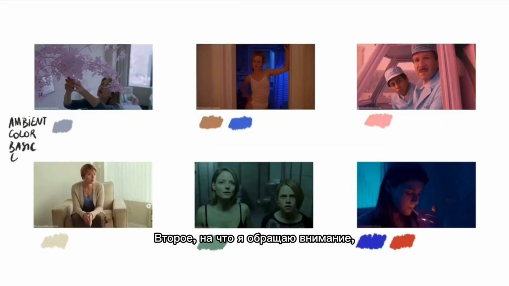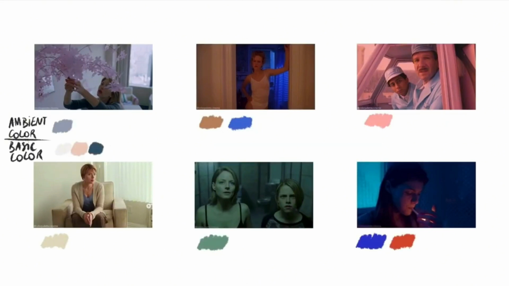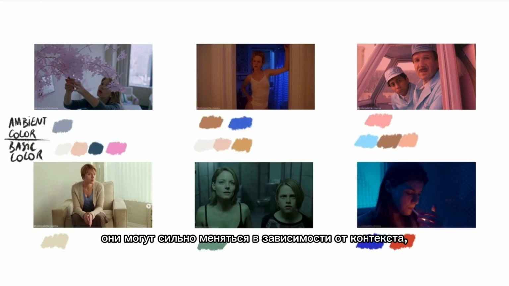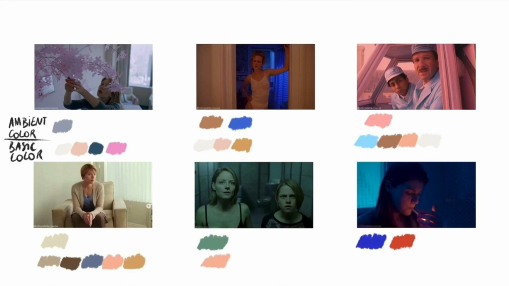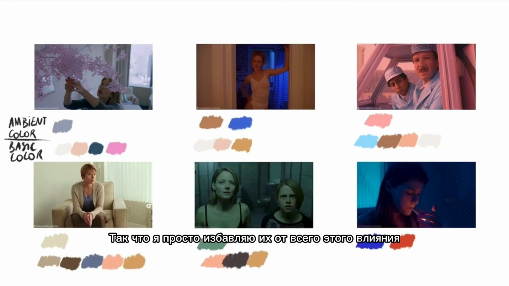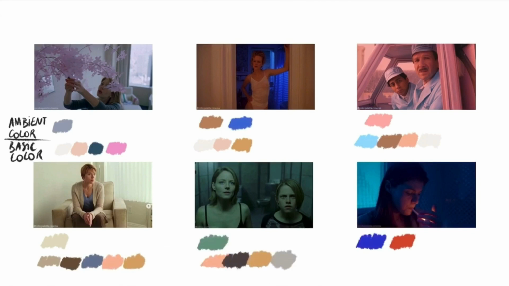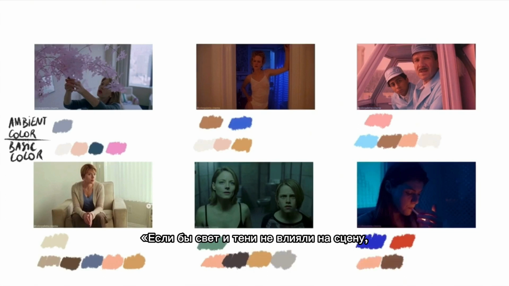The second thing I observe are basic colors, or local colors. It's the real color of an object. Colors are not constant. As we have already seen, they can change a lot depending on the context in which they exist. So they are influenced by the light and the surrounding colors. So I simply guess them out of all that influence. If no light and shadow affected the scene, what would be the pure color of each element?